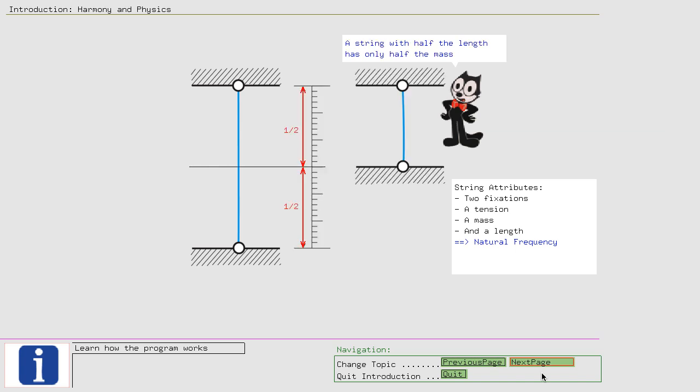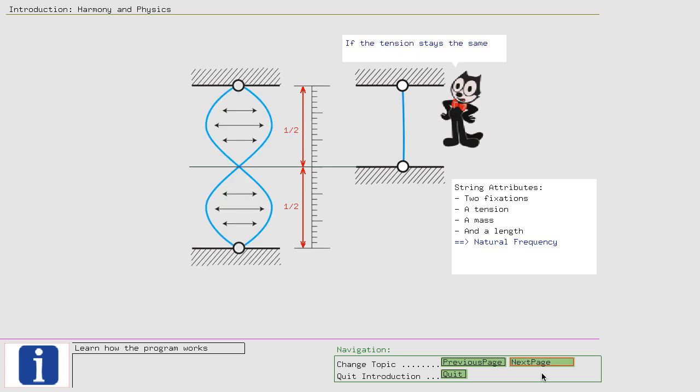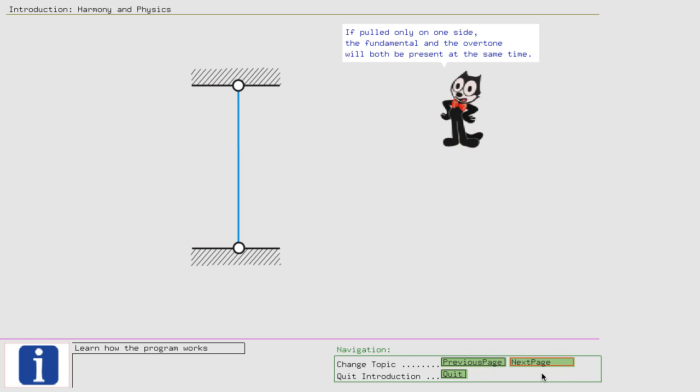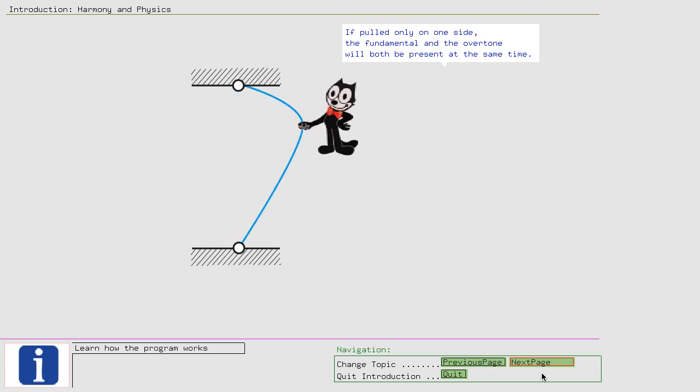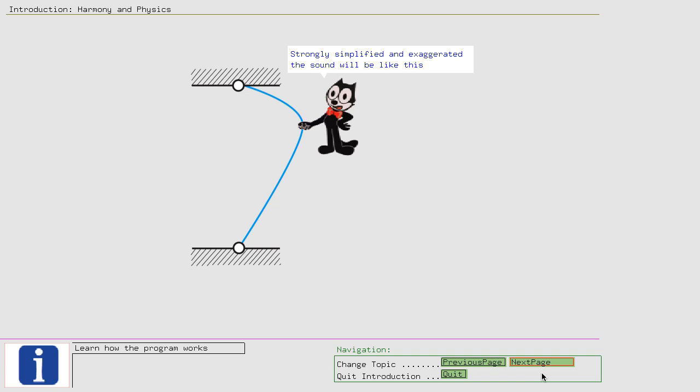A string with only half the length has only half the mass. If the tension stays the same, then the mass will be retracted in half the time. Thus, a string with half the length swings with double the frequency of the original string. If pulled only on one side, the fundamental and the overtone will both be present at the same time. Strongly simplified and exaggerated, the sound will be like this.